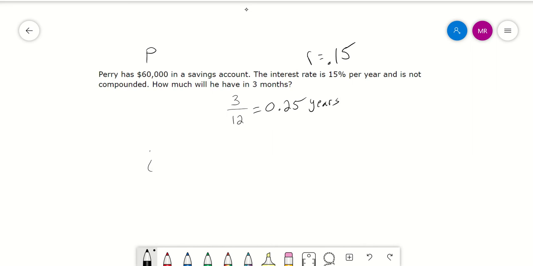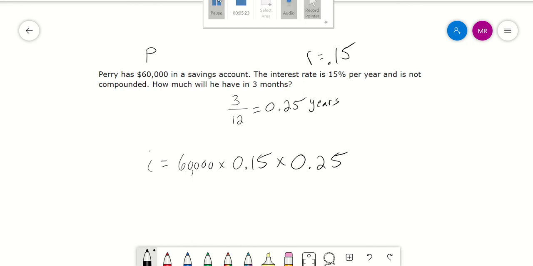So as we go to find our interest, interest is equal to principal, 60,000, times the rate, which is 0.15, times the time, which is 0.25. And so now we just plug all that in the calculator and we get the amount of interest earned is $2,250.